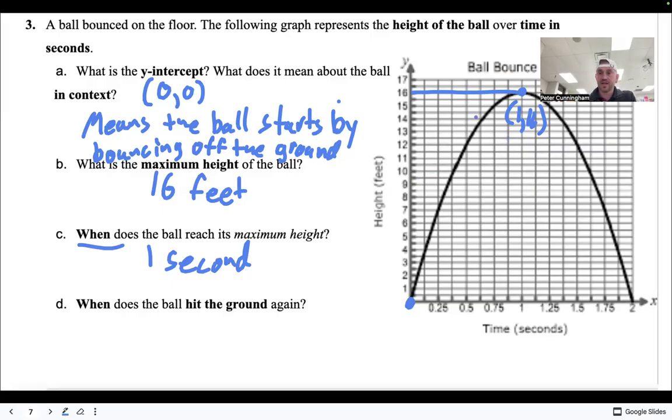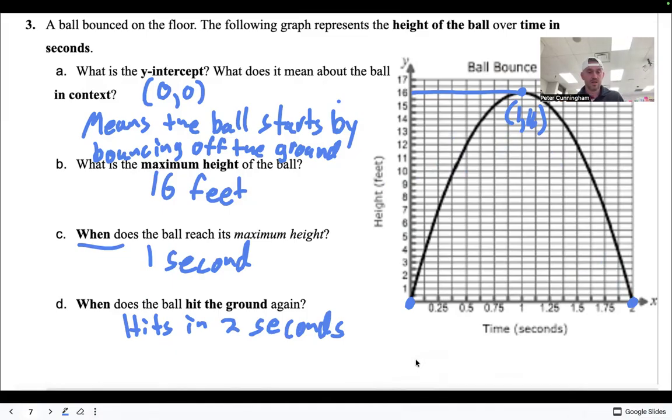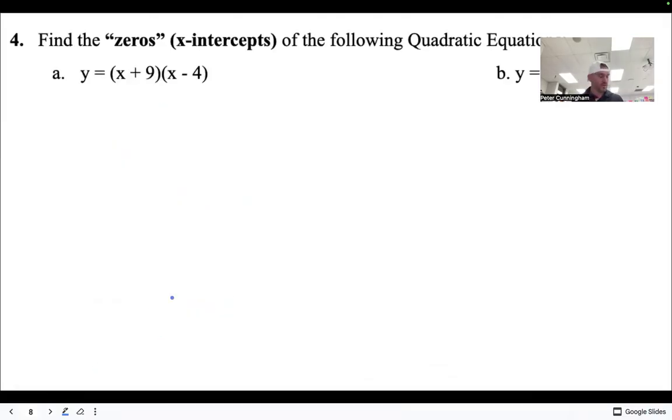When does the ball hit the ground again? There's my solution, my x-intercept. It hits in 2 seconds. Makes sense that if it's at its peak in 1 second, it will then be on the ground again in that another second. 1 plus 1 is 2. Don't say you never learned anything from me.